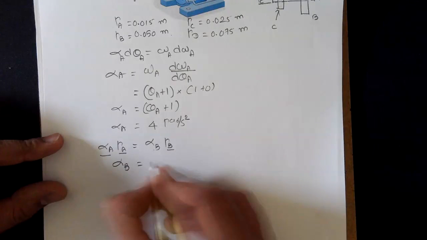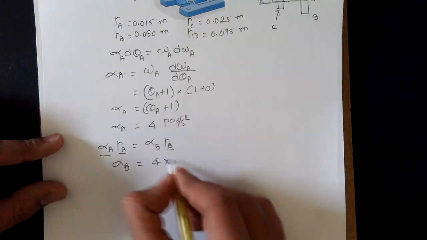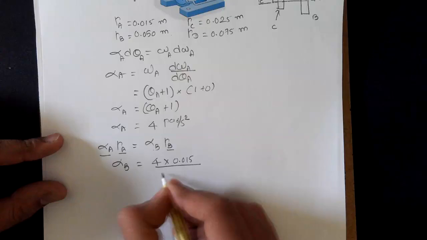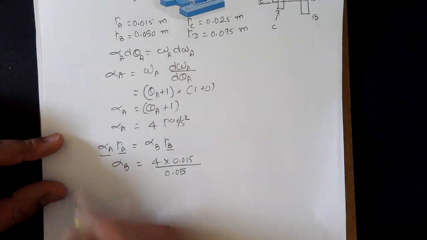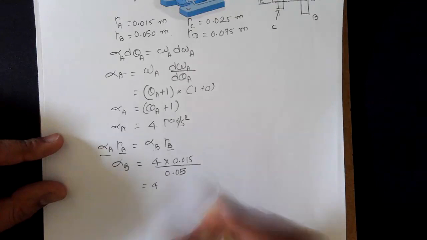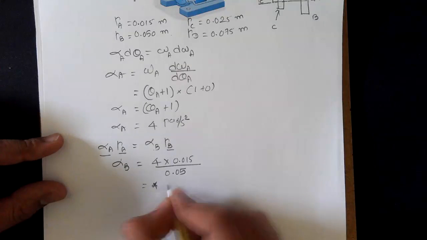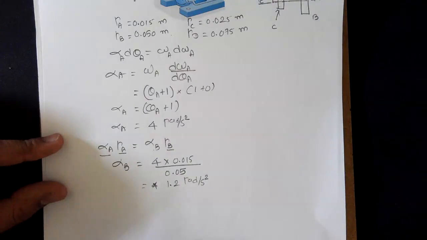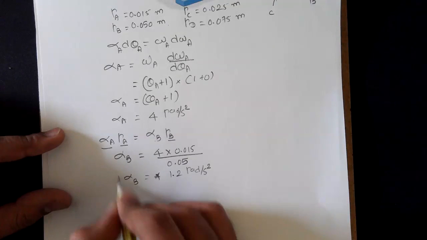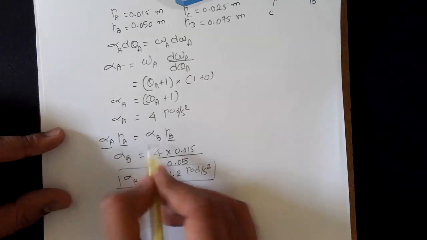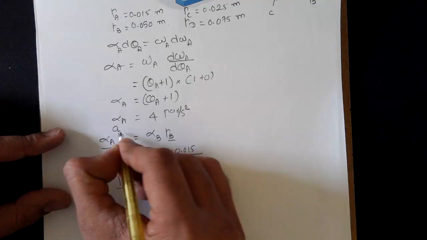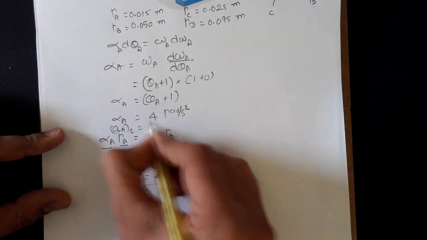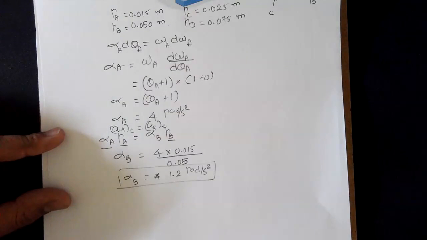So alpha B is 4, which is alpha A, multiplied by 0.015 divided by the radius of gear B, which is 0.05. And this number is 1.2 radians per second squared, alpha B. And again, how do we get this equation? Once again, because both A and B have the same tangential component of the acceleration.